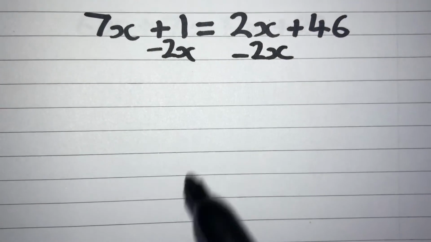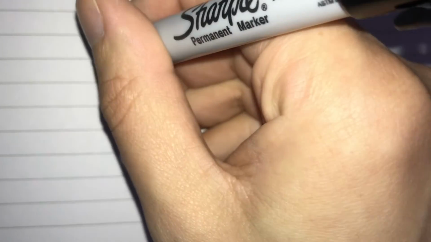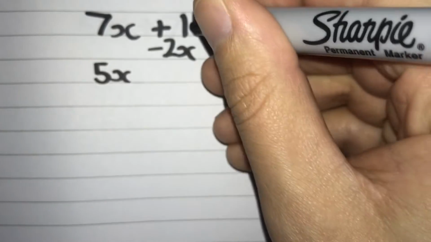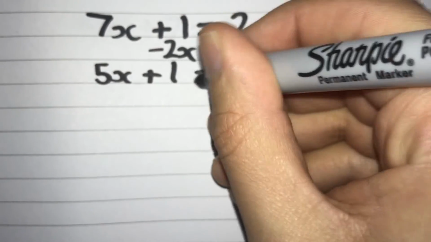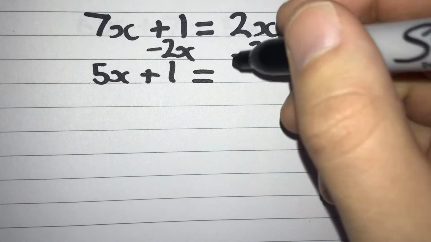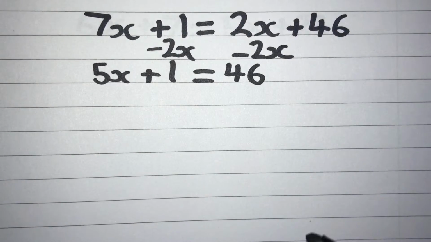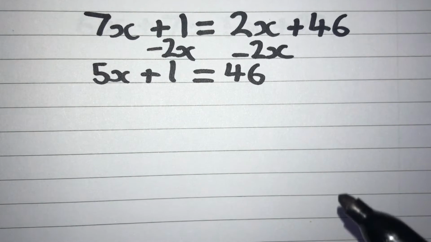Okay, so on the left-hand side, we started with 7x, we subtracted 2x, so we're left with 5x. And we've got this plus 1, of course. And on the right-hand side, we've got rid of the 2x, we're just left with our 46. So now we're left with another two-step equation, 5x plus 1 equals 46.